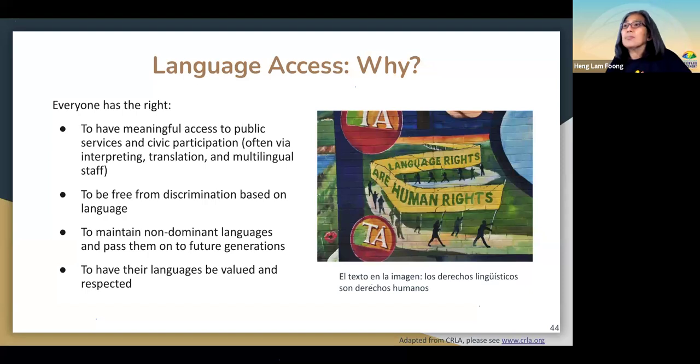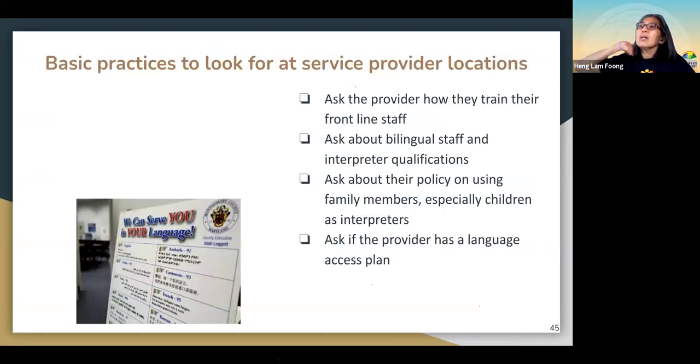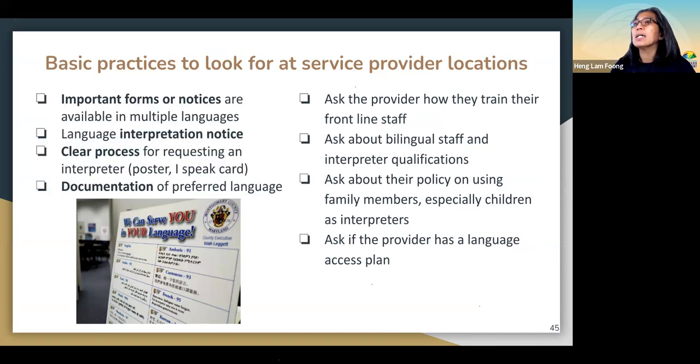Next slide, please. Joanne, I think, did a great job talking about best practices and what to look for in provider locations. So we're going to skip this slide in the interest of time.